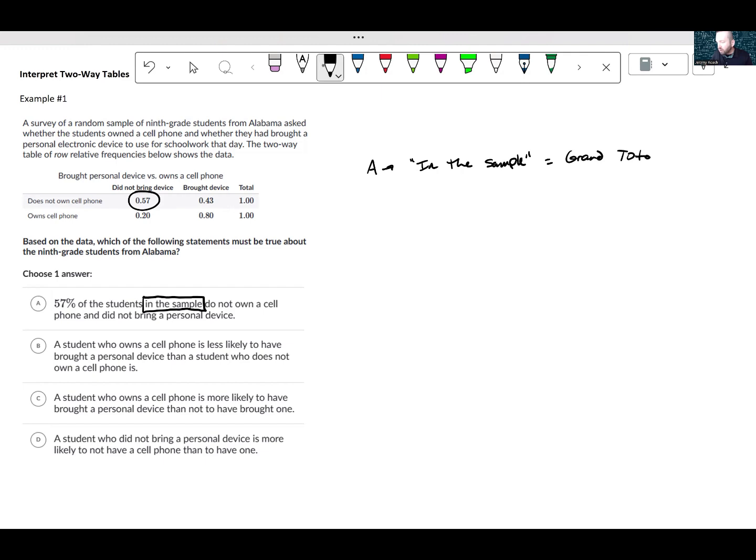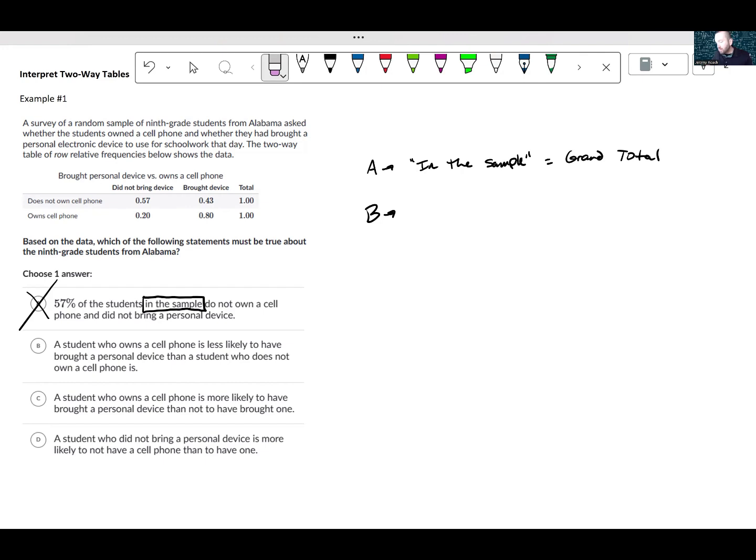But we aren't comparing the grand total for this. We're only looking at the row here, and the row totals up to 100%. But we want to look at both of these rows, and so we don't have enough information to conclude that that's 57% for this sample. So A is incorrect.